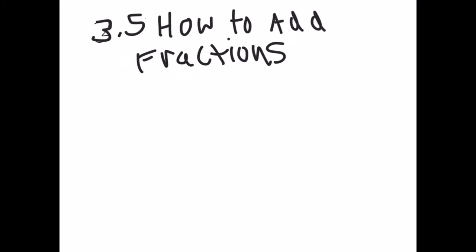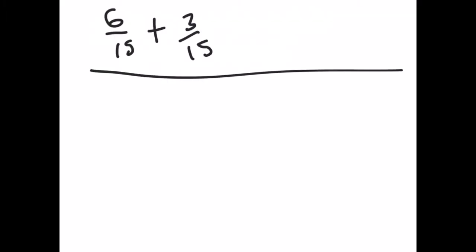Lesson 3.5, how to add fractions. So, 6 over 15 plus 3 over 15. So first thing you want to do is write the problem down. Now that you've done that, you're going to find the least common multiple for the denominators. And the denominators are already the same, 15, so we don't have to change anything.